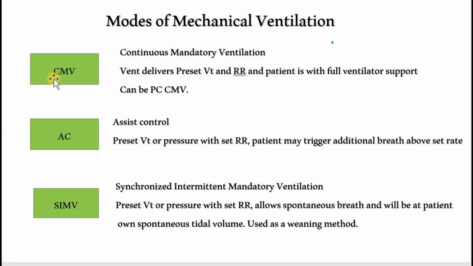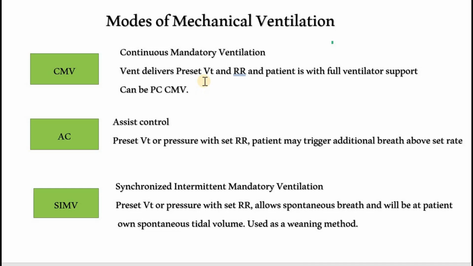The first is CMV. CMV is continuous mandatory ventilation. In continuous mandatory ventilation, the ventilator delivers a preset tidal volume and preset respiratory rate. Example, if the tidal volume is set as 500 and respiratory rate as 10, this ventilator will provide 10 breaths per minute, and each breath will have 500 ml of tidal volume.